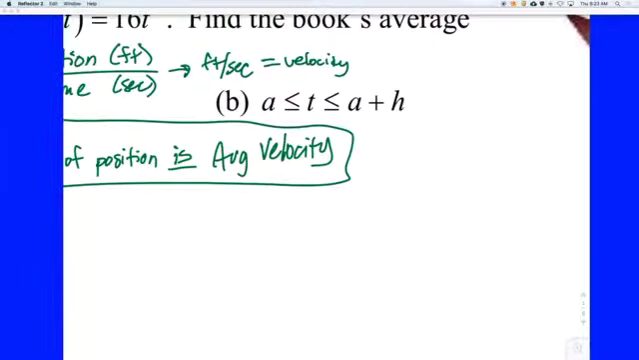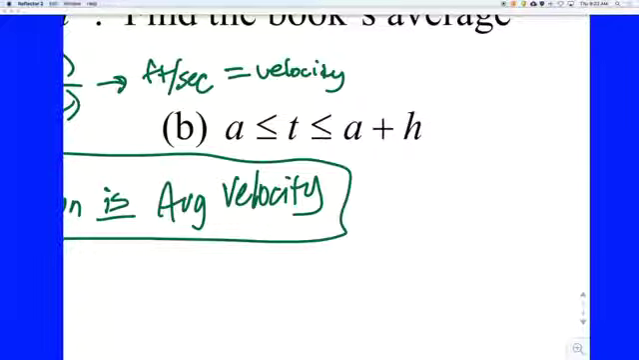Part B. What is the average speed then on the interval from time equals a to time equals a plus h, assuming that the book is falling during that time interval? Go ahead, set it up. You're going to look at that and say, hey, there's a dearth of numbers here.